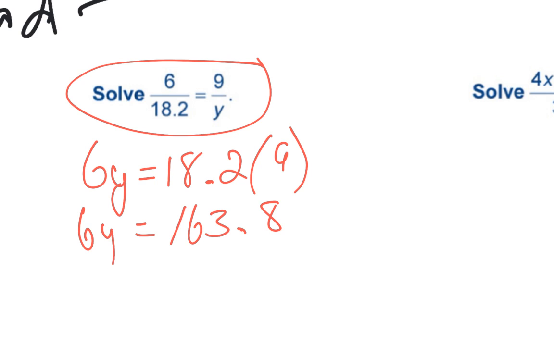And then 6y. I need to divide by the 6 to solve for y. So take 163.8 and divide it by 6. What do we get? 27.3.